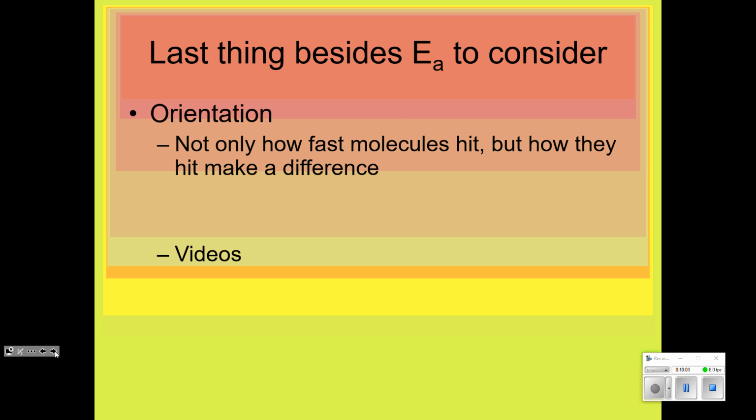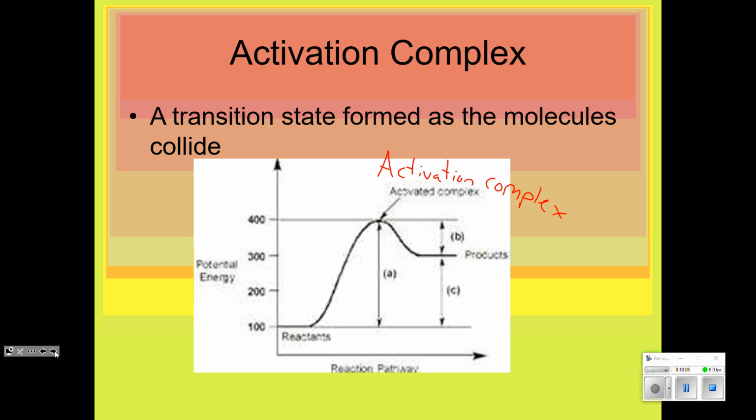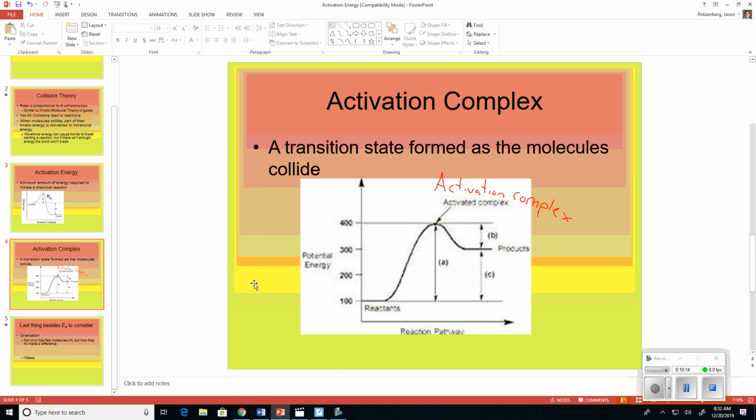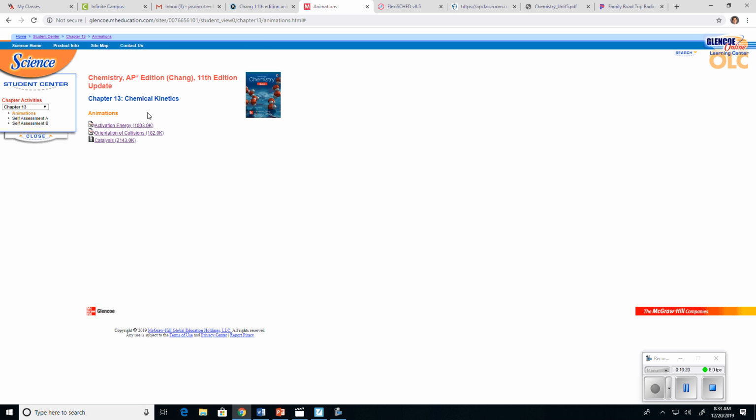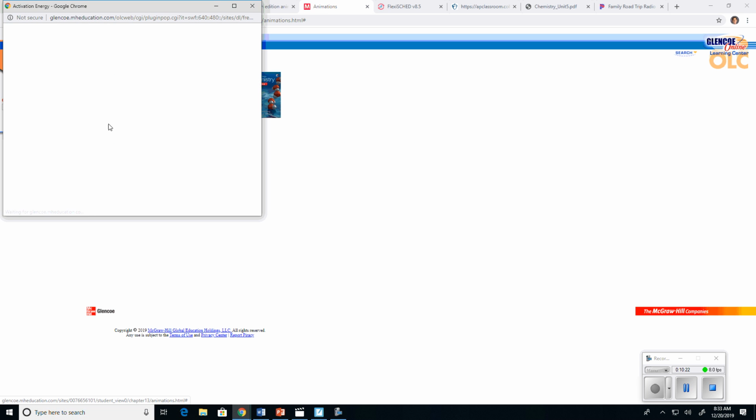So if you think about those activation energy curves, it just creates a secondary step that is a little bit more efficient. So it makes it a lower curve. But I'm going to show you a little bit about that as well here. Let's get over to this. So let's start with activation energy.